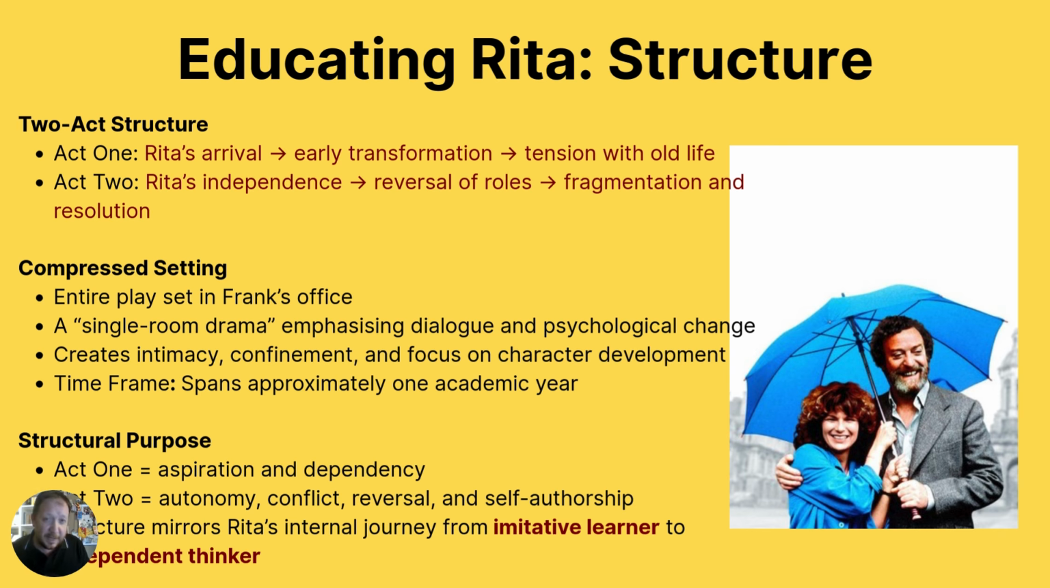That's why we're studying it. Okay, so let's get on to the analysis. First things first, its structure. It is a 2-act play, with a small break in between as well. The big turning point is in that gap. Act 1 focuses on Rita's arrival, the early transformation, and then the tension with the old life. And that's when she goes to the summer school in that middle part. When she returns, it focuses on Rita's independence, the reversal of roles, and then fragmentation and resolution.